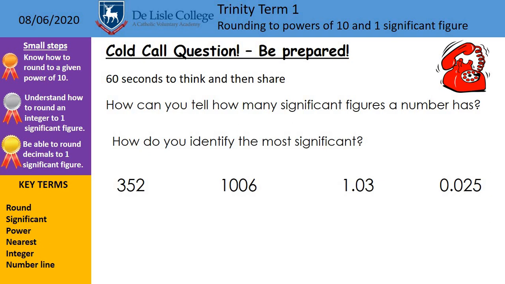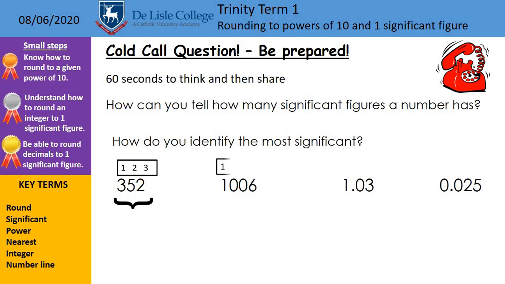So first things first, how can you tell how many significant figures a number has? How do you identify the most significant? Well, we'll look at this first one together, 352. All of those numbers are significant. They all have a place value. So there are 3 significant figures in 352, but the 3 is the most significant. It's the first significant figure, 5 is the second, and 2 is the third.